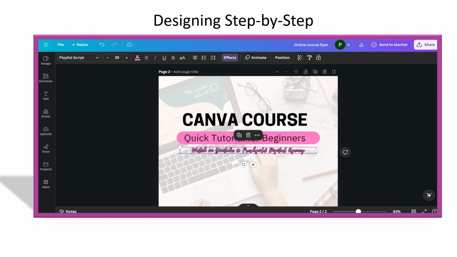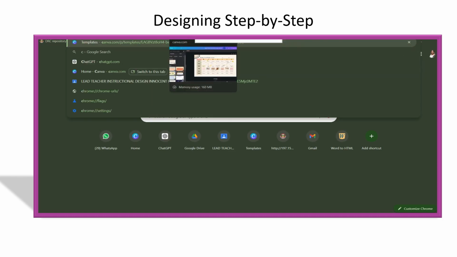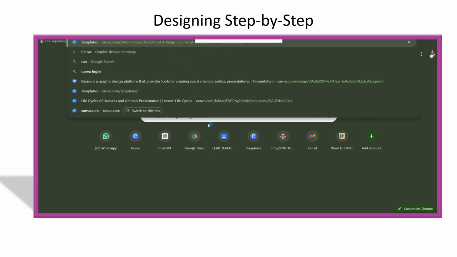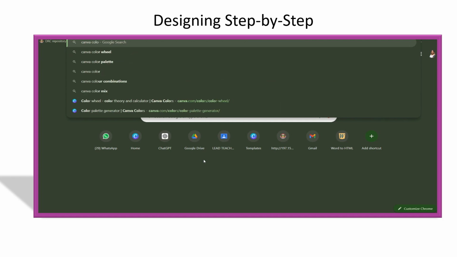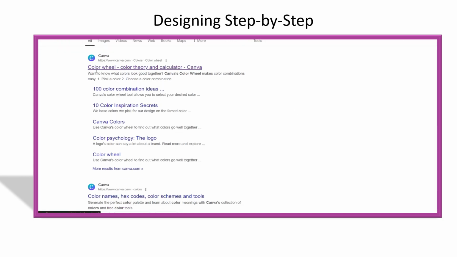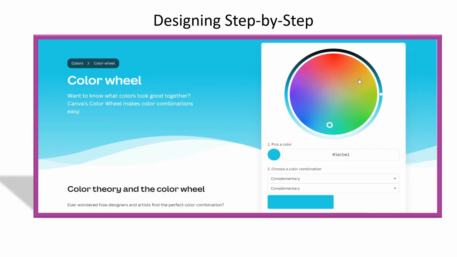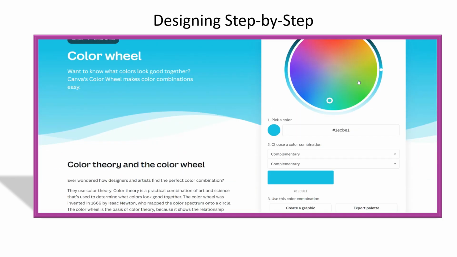So you want to open a fresh bar here and search Canva color wheel. Or Canva color palette, anyone you choose. It shows you, now you want to click on this first one. It brings you to a workspace that looks like this.